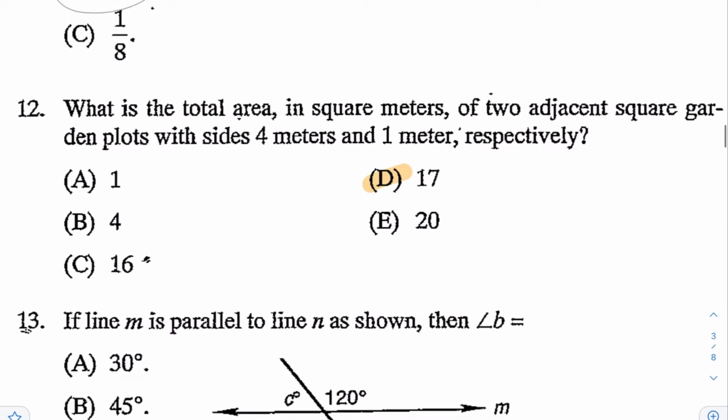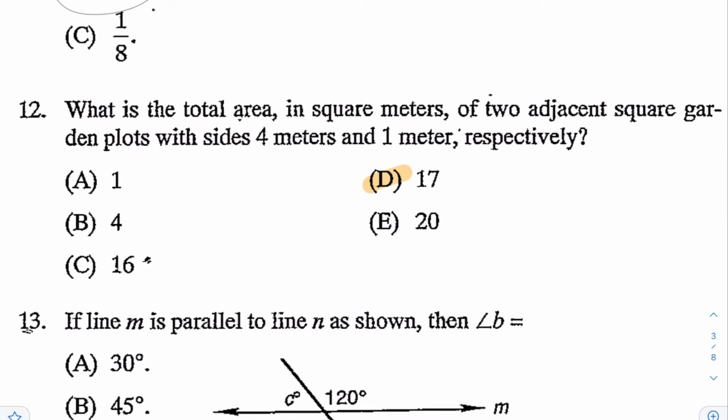Next for number 12, what is the total area in square meters of two adjacent square garden plots with a side of 4 and 1 meter respectively? So you want to draw two squares. So have the square here with a side length of 4. The area is side squared, or 4 times 4, which is 16.